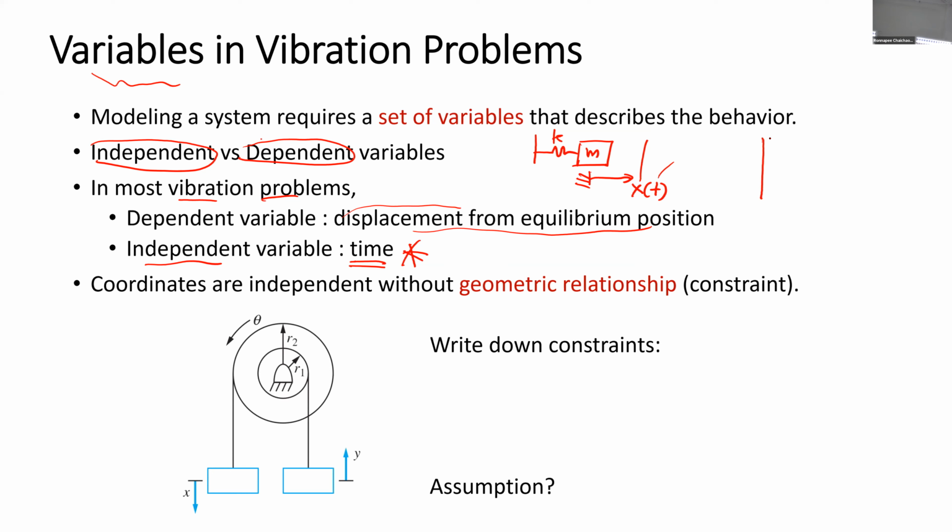How about a rotational system, one that vibrates back and forth? We also have the theta that varies against time. So time is the independent variable. The dependent variable can be the displacement from the equilibrium position in the vibration system. And coordinates.